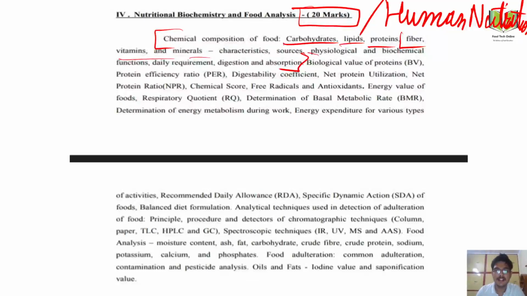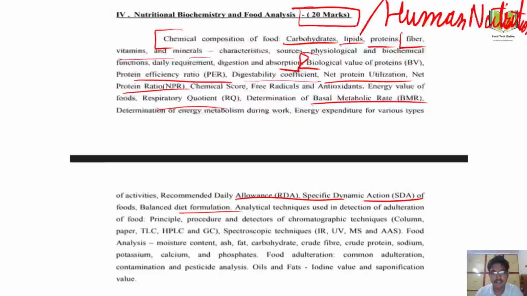The second portion is about the analysis of efficiency of the different nutrients like BV or biological value of protein, PER of protein, then digestibility coefficient, what is NPU, which is net protein utilization, then NPR. All of these standards or analytical methods of the different food products we have to study. What is chemical score, then RQ, determination of BMR, basal metabolic rate, all of these analytical methods for different food constituents or nutrients. Okay, then we have to discuss what is RDA, SDA, balanced diet formulation.